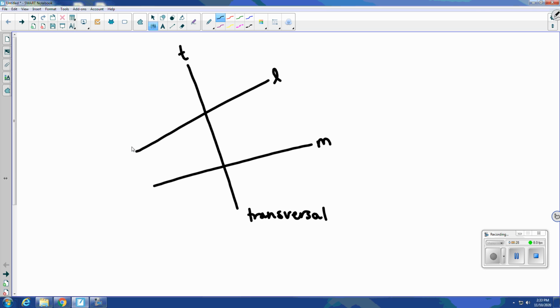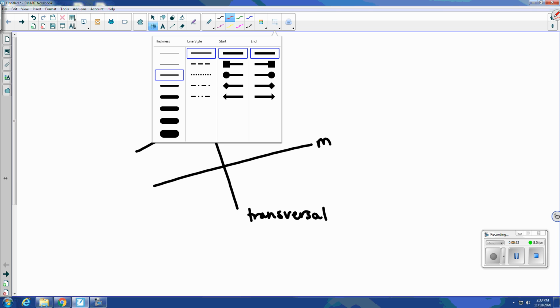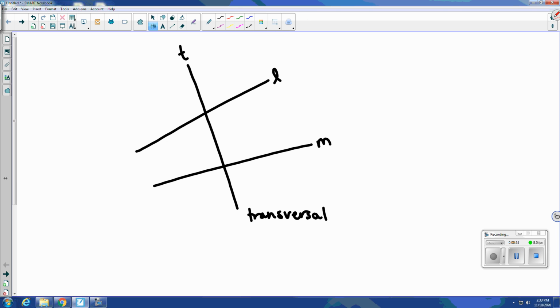When T intersects both of these lines, two groups of angles are formed. We'll label these angles with numbers. What we are going to be interested in is the relationship between these angles and what conditions need to be met in order for those relationships to hold.